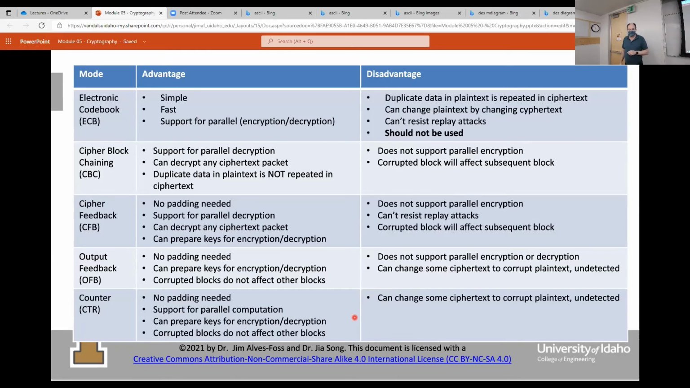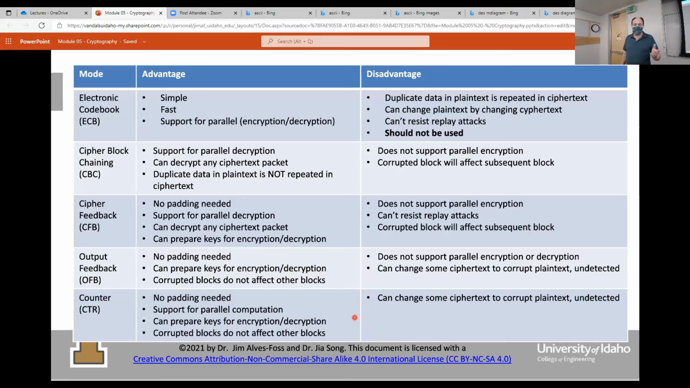Cipher feedback mode. We don't need padding. That's a good thing. Again, we support parallel decryption. We can decipher any ciphertext packet. We can prepare keys for encryption and decryption ahead of time. But like I said, it doesn't support parallel encryption, just decryption. Can't resist replays. In this case, a corrupted block will affect a subsequent block. I don't know, what am I, can't resist replays? I'd have to look at that one. I think you can. I got this from a book.